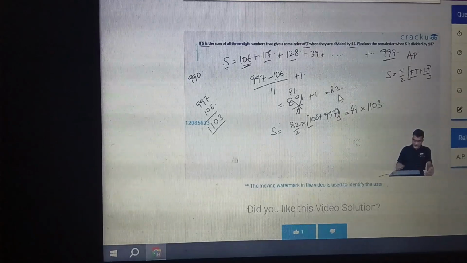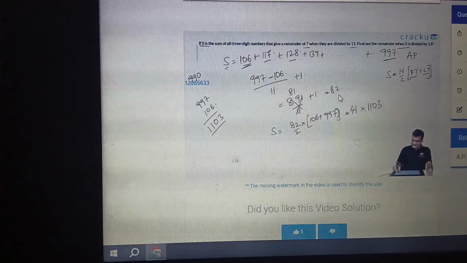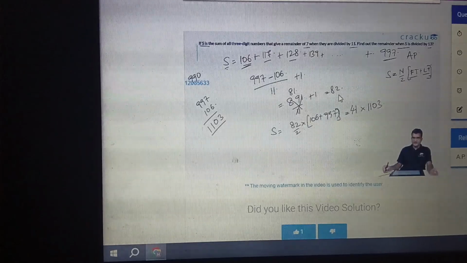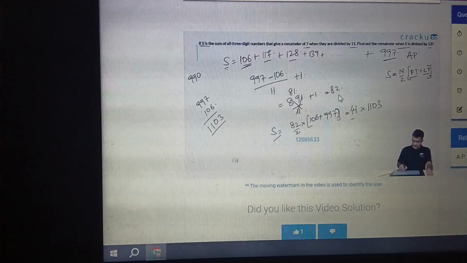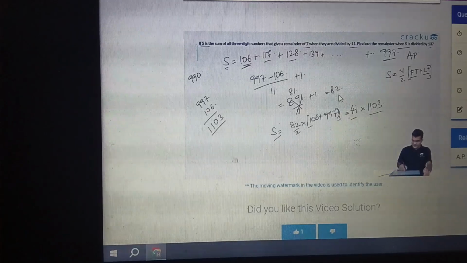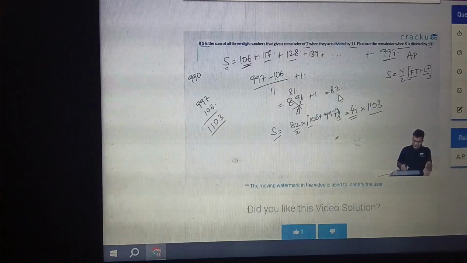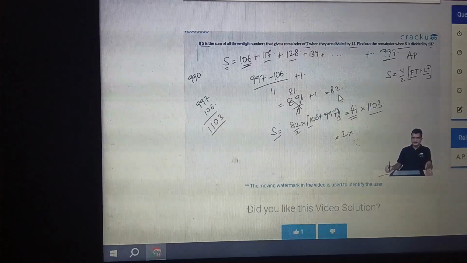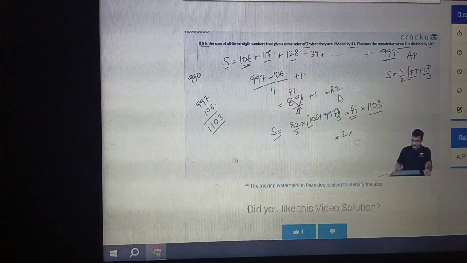What we are required to calculate is the remainder when this number S is divided by 13. So if you are trying to figure out the remainder when S, which is 41 times 1103, is divided by 13, let us calculate the remainder when 41 is divided by 13. That will be equal to 2. How do you know that it is 2? Because 39 is a multiple of 13. And what is the remainder when 1103 is divided by 13?